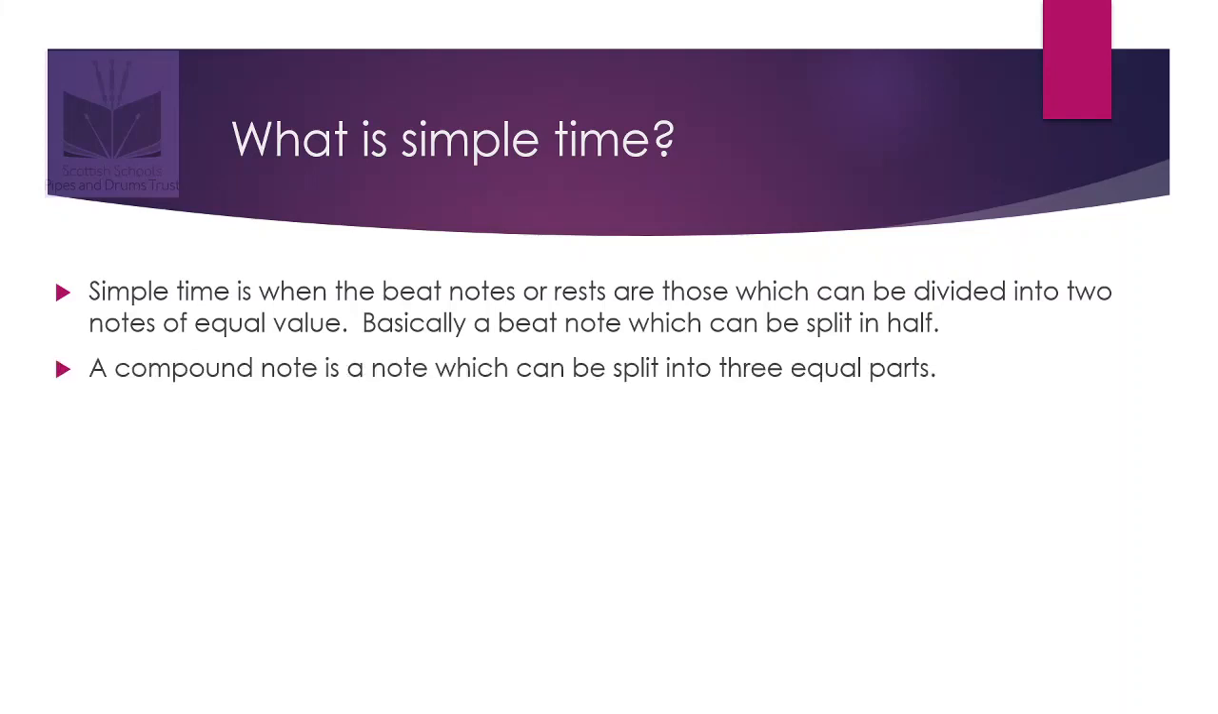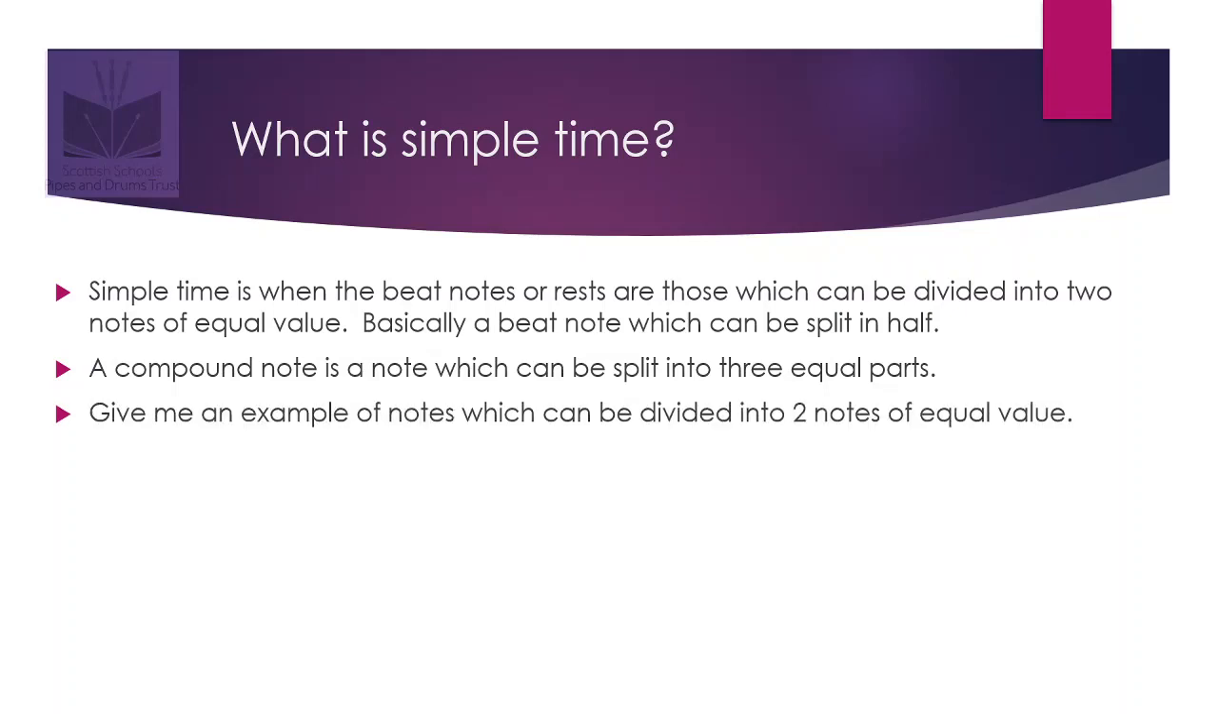A compound note is a note that can be split into 3 parts. So the minute it's got a dot on it, that's when it's split into 3 parts, and it's a compound note. And it says, give me an example of notes which can be divided into 2 notes of equal value. You're not going to be able to do that, because you're watching this back. So an example of notes that can be divided into 2 notes would be any notes that are on your duration table. Any single one of them could be split in half.